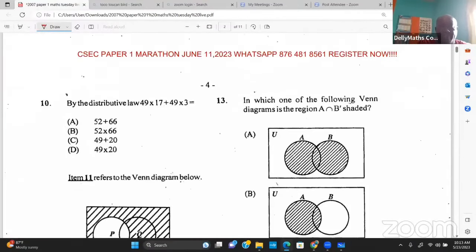All right, let's look at number 10. So number 10 says, by the distributive law, 49 times 17 plus 49 times 3, you could factorize out that 49 and you'll get 17 plus 3. And so you're getting 49 times 20. And this would have been the response right there.